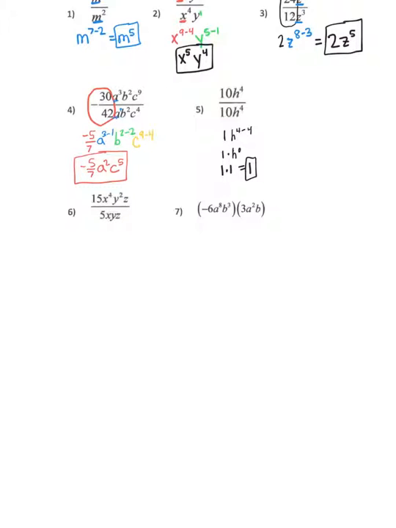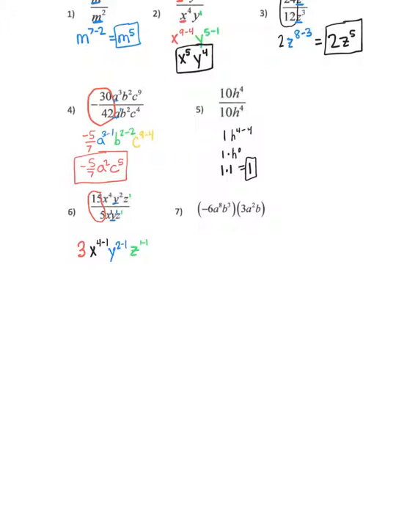Okay, next question. We have our coefficients out front, 15 divided by 5. I know that gives me 3. And then I'm going to do my x's. I have x to the 4th, and this x down here is x to the 1st, so I have 4 minus 1. Then for my y's, I have y to the 2nd and y to the 1st, so that would give me 2 minus 1. And then z is 1 and 1, so I get 1 minus 1.